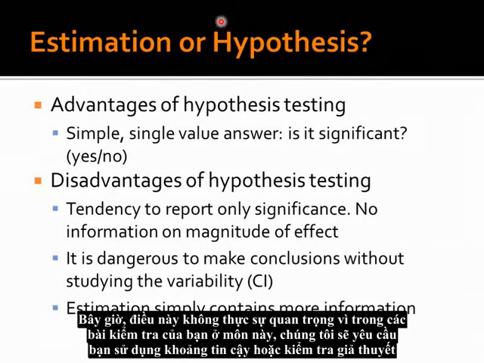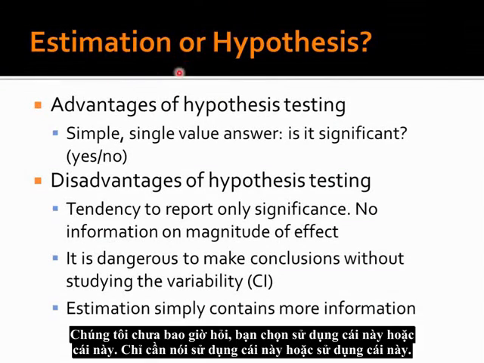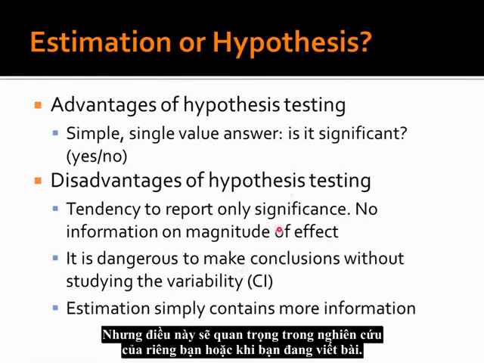Now, does this actually matter? Not really, right? Because in your exams, we will ask you to either use confidence intervals or hypothesis testing. I've never set a question that says, hey, you choose whether you use this or this. I'll just say use this or use this. So why does this matter? This matters in your own research or when you're writing papers. Whether to use this or this is, frankly speaking, up to you.